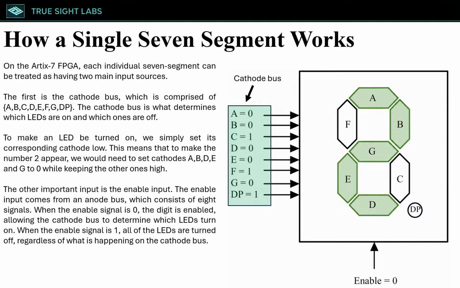The other important input is the enable input. The enable input comes from an anode bus, which consists of 8 signals. When the enable signal is 0, the digit is enabled, allowing the cathode bus to determine which LEDs turn on. When the enable signal is 1, all of the LEDs are turned off, regardless of what is happening on the cathode bus.